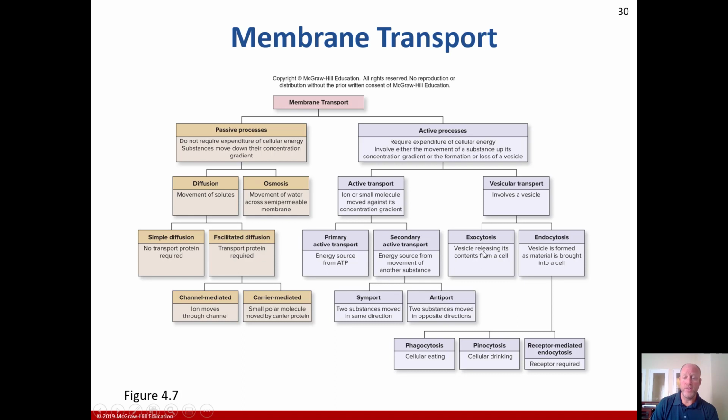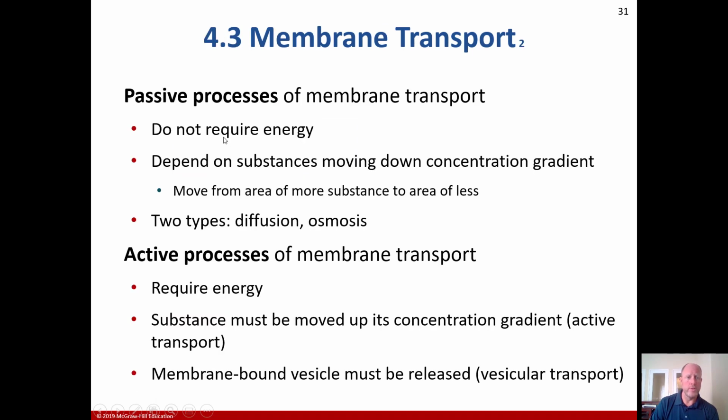In exocytosis, the vesicle releases its contents from a cell, and in endocytosis, a vesicle is formed as material is brought into a cell. Exo, it's exiting; endo, coming in. In endocytosis, there are three different forms. We have phagocytosis, which is cellular eating, pinocytosis, which is cellular drinking, and receptor-mediated endocytosis, where a receptor is required. So a little more on each one of those.